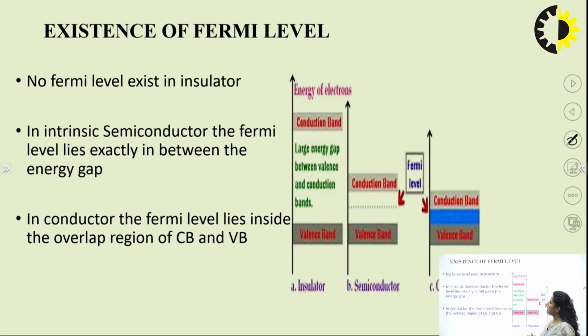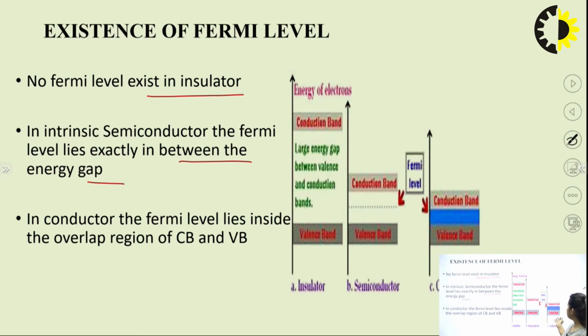So what is the existence of the Fermi level? No Fermi level exists in an insulator. This is a major point: there will be no Fermi level in the insulator. In the case of conductors or metals, it is hidden. In intrinsic semiconductors, the Fermi level lies exactly in between the energy gap. We have already discussed that the Fermi level is in between EC and EV. In conductors, the Fermi level lies inside the overlap region. That's why it is hidden between the conduction band and the valence band.